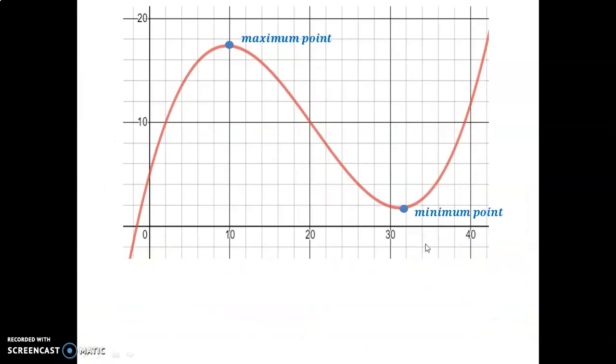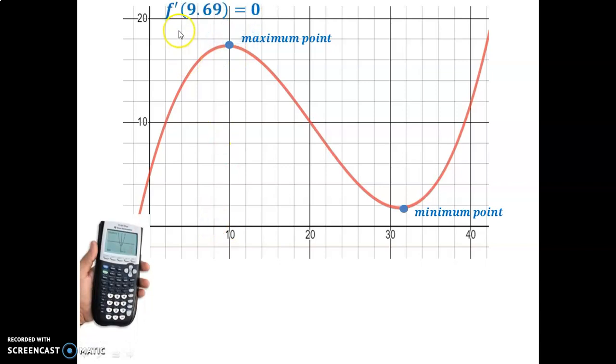Let's jump to the next thing here. So let's recap that key idea. Here we have the maximum point, and we know that point occurred when we had an x value of 9.69. So if you put 9.69 into the derivative of the function, you would get a value of 0, because that's telling us there's a slope of 0 right there.